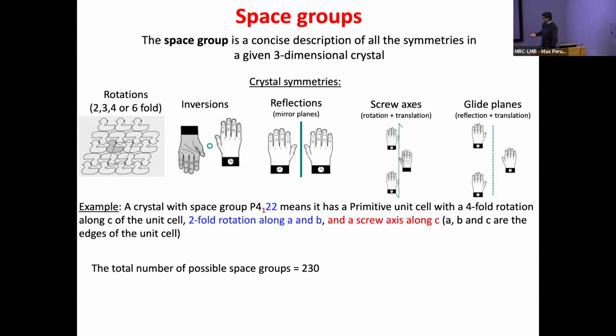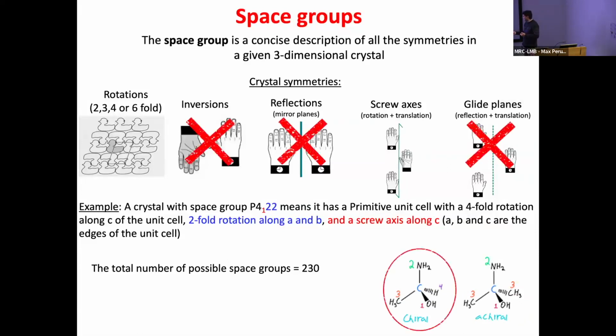That said, all this symmetry together can form 230 different space groups. However, because proteins have chirality, unlike a small molecule in chemistry, where you are likely to find your space group among 230, when you work with protein, you cannot have glide planes, reflections, and inversions. What this means in practice is that instead of 230 space groups, you are limited to only 65 space groups, which makes your job much easier when you want to process and solve your structures.